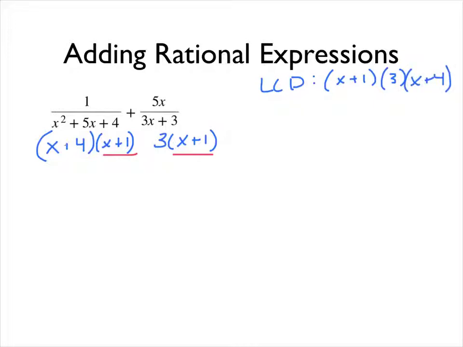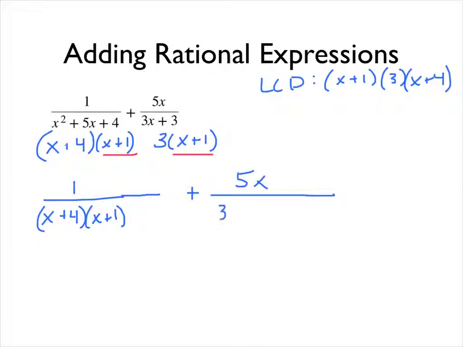And so what you're going to do is multiply each fraction by the part they don't have on the top and the bottom. So this first one is 1 over x plus 4, x plus 1, right? I'm going to extend my fraction bar out. And this one's 5x over 3 times x plus 1. Now, what don't they have? This bottom one doesn't have the 3. Or the first one, I should say, doesn't have the 3. The second one doesn't have the x plus 4.